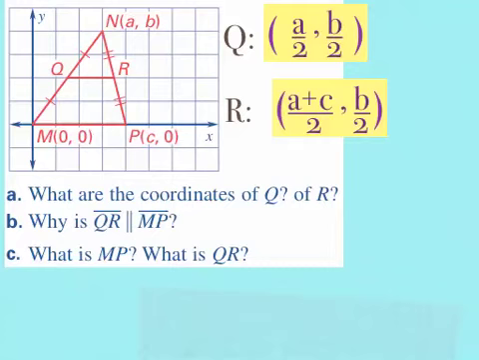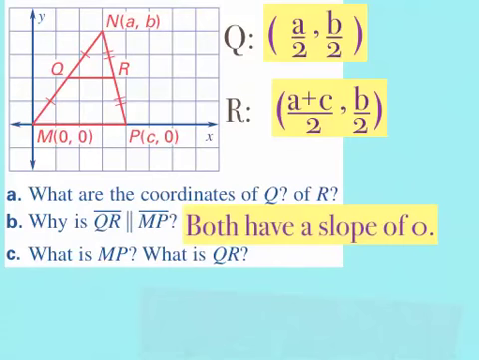Remember, two lines that have the same slope are parallel. So QR is parallel to MP because both have a slope of 0. The last question, C, says what is MP and what is QR?